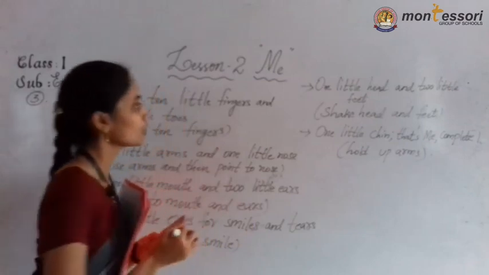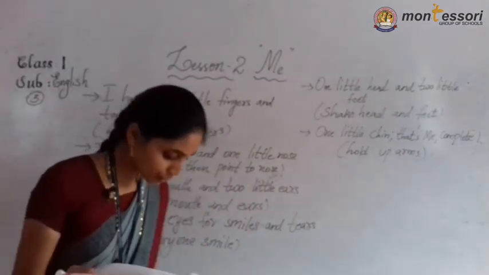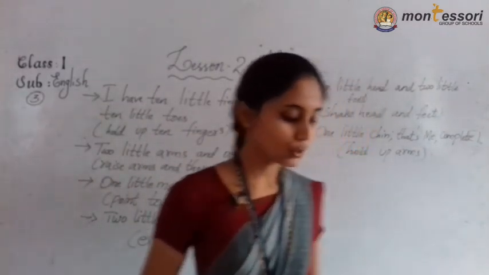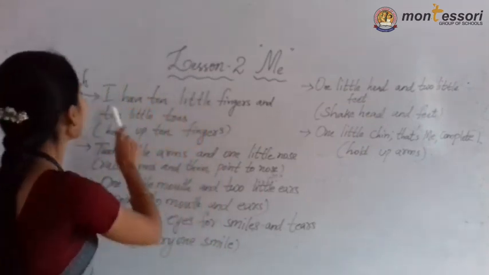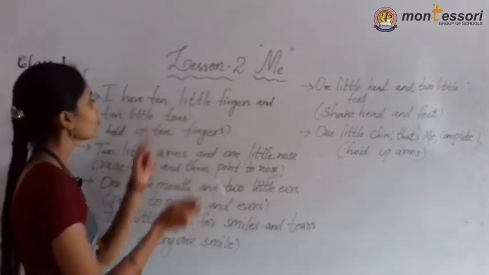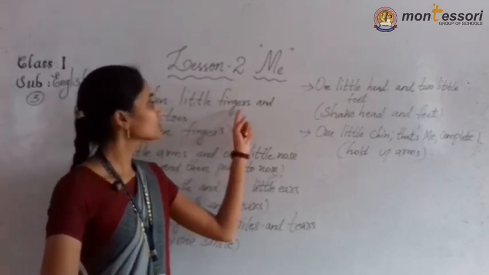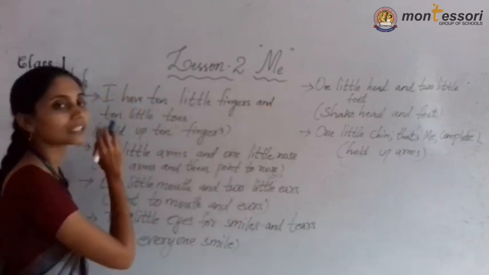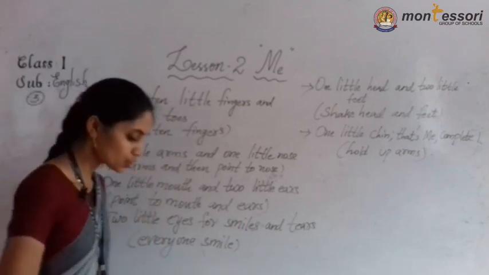So all of you listen, open textbook page number 9. Once again I am going to revise our second lesson, Me. I have 10 little fingers and 10 little toes.